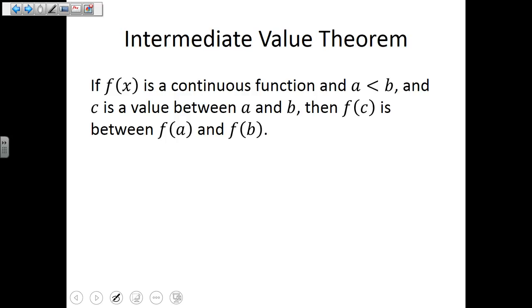Now let's talk a little bit about the intermediate value theorem. Here it is in all of its glory, word-wise. If f of x is a continuous function and a is less than b, and c is a value between a and b, so it's bigger than a but smaller than b, then f of c is between f of a and f of b. That means that the y value at c is between the y values for a and b.